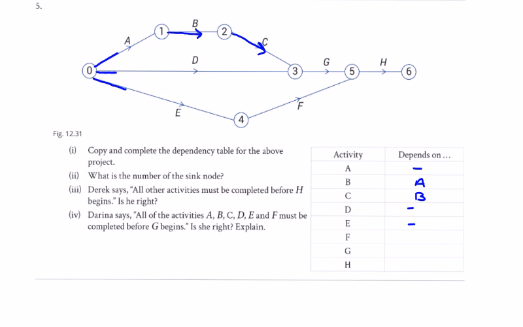We can see that G depends on C and D converging. So G depends on C and D. And F depends on E. And H depends on G and F converging here. So this is the dependency table. The number of the sync node, well, the sync is the last node, so number 6.